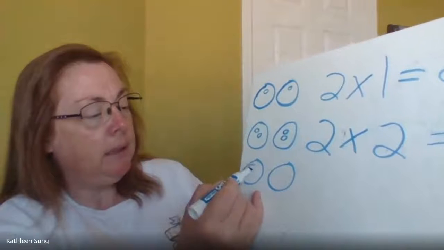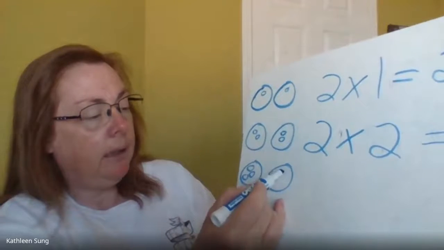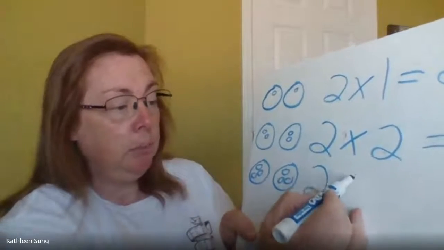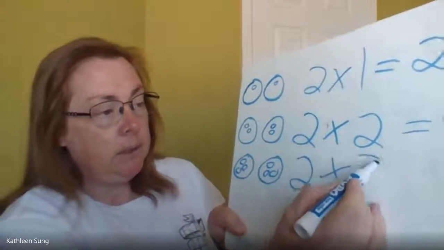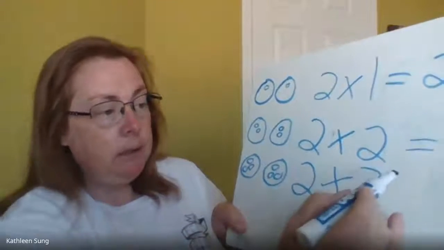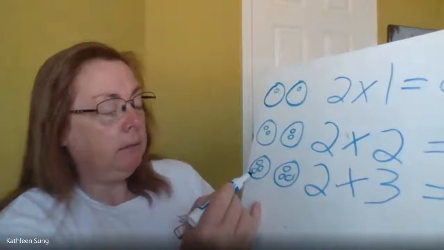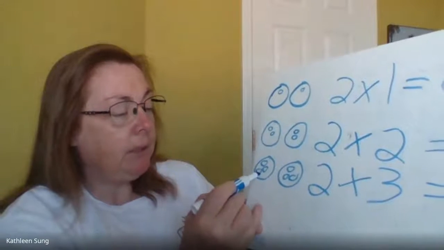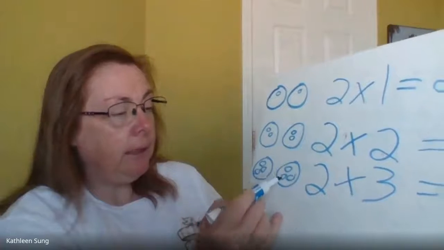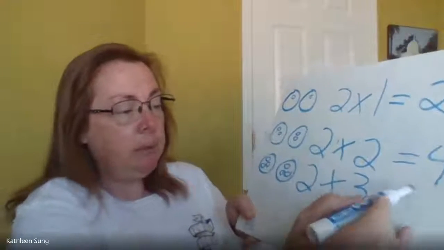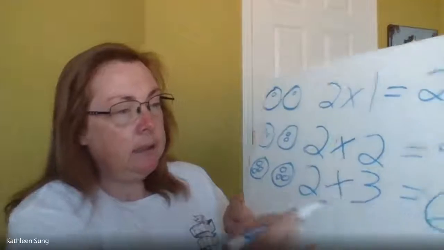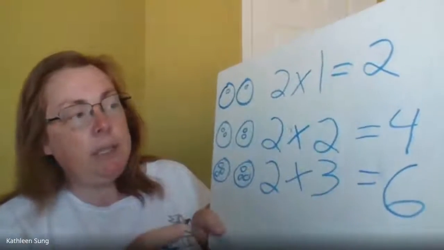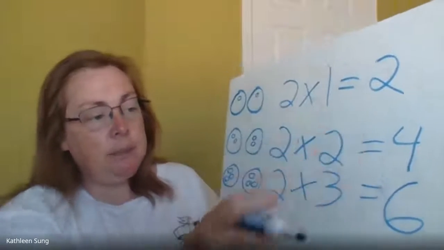I have 2 plates, and now on each plate, I'm going to have 3 cookies. So 2 plates times 3 cookies. I'm going to skip count by 3s, so 3 and 6. Okay, so 3, 6. You've done your 3 times tables as well. 2 times 3 is 6. And look at my pattern, my answers 2, 4, 6. So each time my answer is increasing by 2.